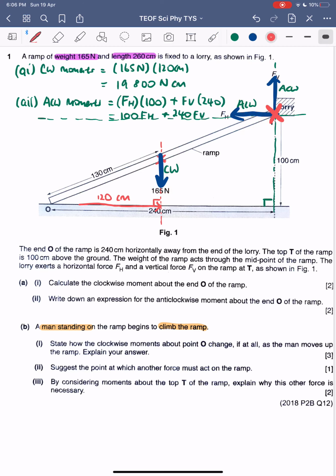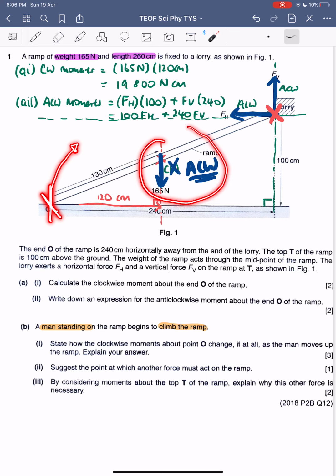In this case, the moments it creates will be no longer clockwise, but it will be anti-clockwise. And hence, there needs to be another force to counteract this anti-clockwise force, right? And that force, we know, happens to be at O, as mentioned earlier, right? But this force must somehow create a clockwise moments about T in order to balance out this force. Alright, so with that we have covered all the questions.